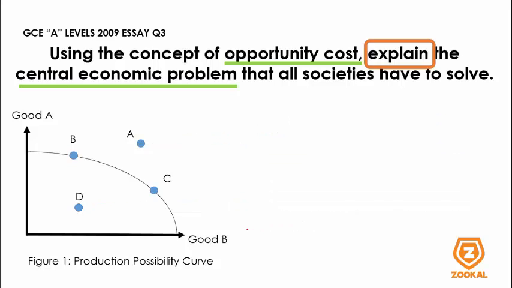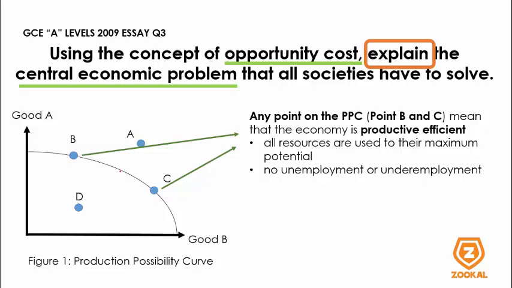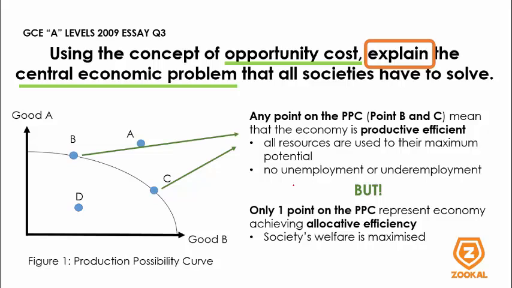Now, the next part is to explain what point B and point C are, because they are producing on the PPC. So any point on the PPC represents that the economy is productive efficient. This means that all resources are used to their maximum potential and there is no unemployment and no underemployment. However, even though the economy is productive efficient on the PPC, it does not mean that society's welfare is maximized, because only one point on the PPC means that the economy is achieving allocative efficiency. Allocative efficiency means that society's welfare is being maximized.